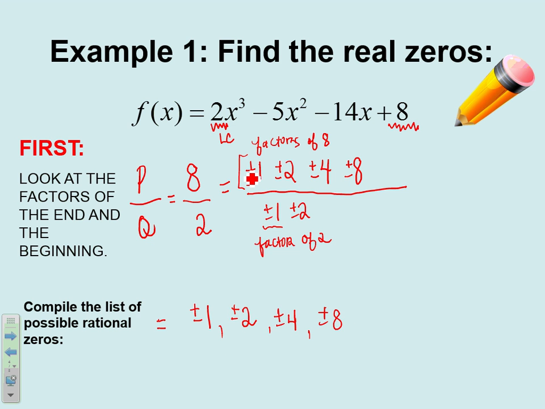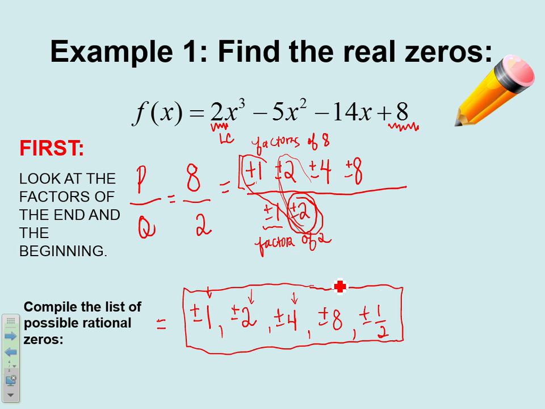And now you take everything on top again, but now you divide it by 2. So 1 divided by 2 is plus or minus 1/2. 2 divided by 2 would give you 1. Oh, look there, it's already in my list, so I don't need to write it again. 4 divided by 2 is 2, already in my list. 8 divided by 2 is 4, already in my list. So now I have compiled my list. These are the 12 possible. Now remember, this is possible. These aren't all going to work, but they're the possible solutions.